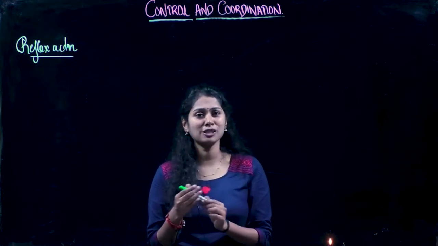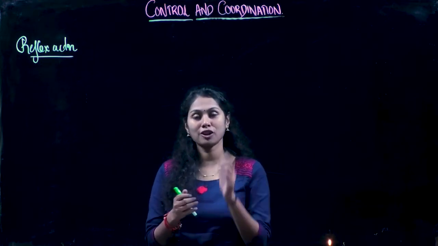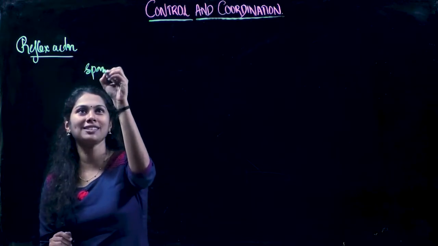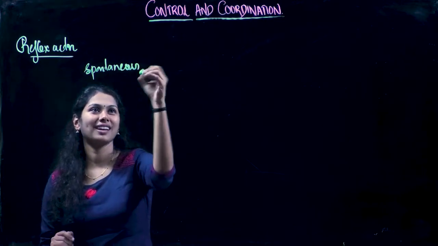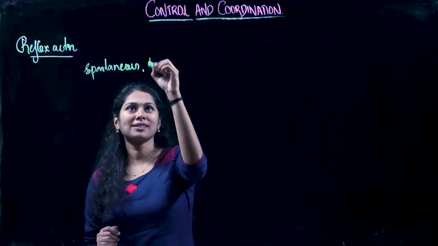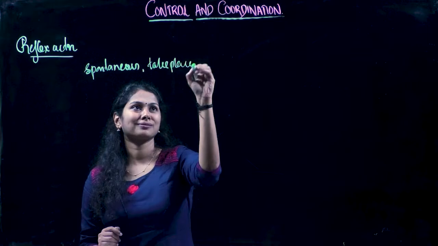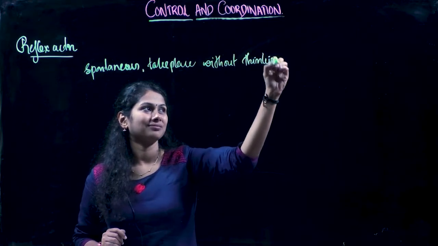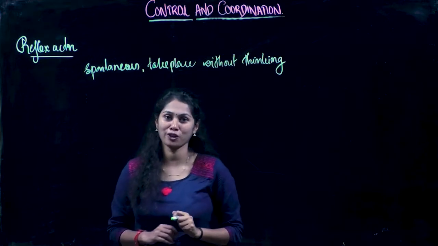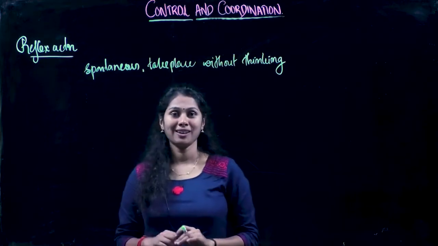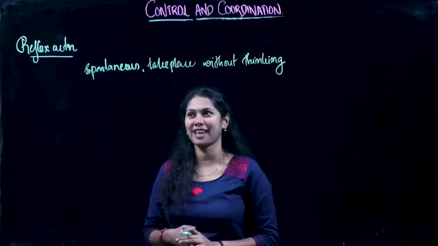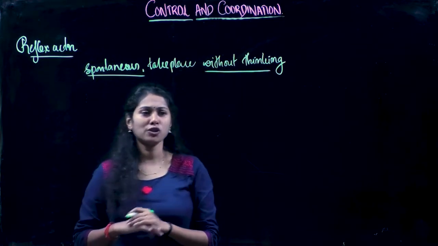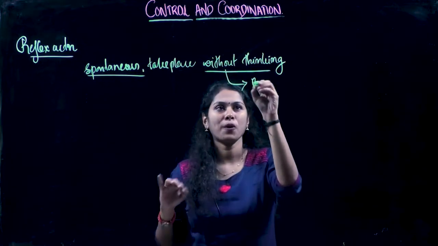So, such actions which are so fast, so spontaneous movements, which are not under control of our brain, are called as reflex actions. So, reflex actions are spontaneous actions that take place without thinking. We won't think to flinch our hand from a hot object, to take our leg from a pin. So this sort of actions are called as reflex actions, and mostly they are spontaneous, fast, and take place without any thinking. So without any thinking means without the help of brain.